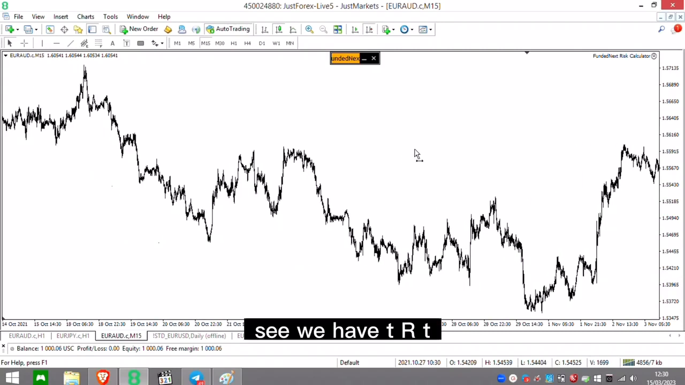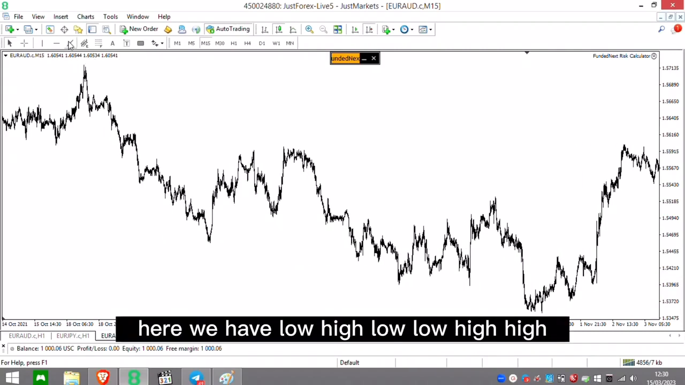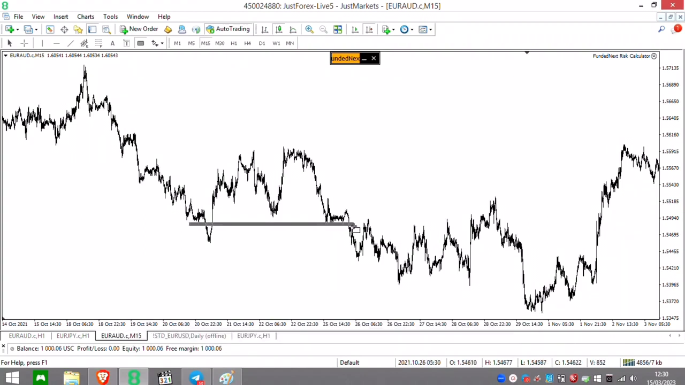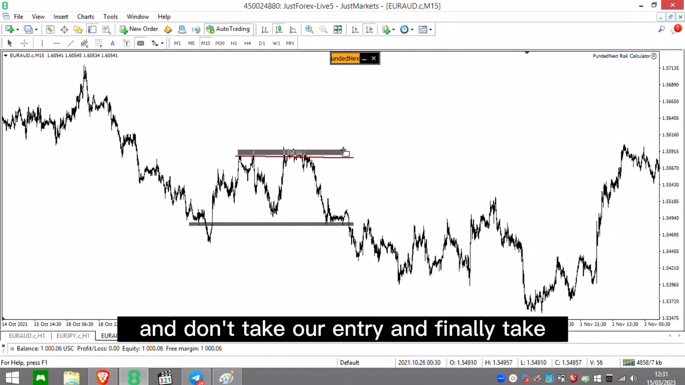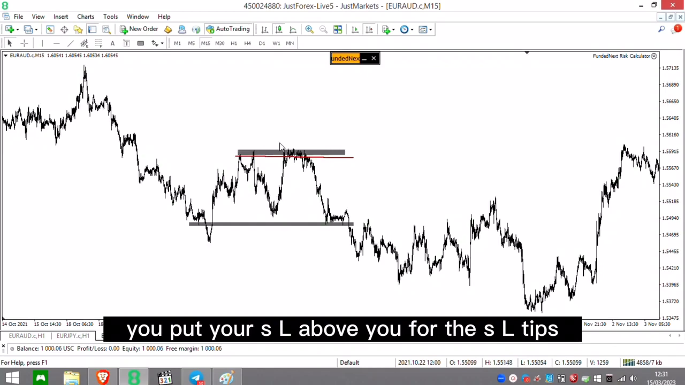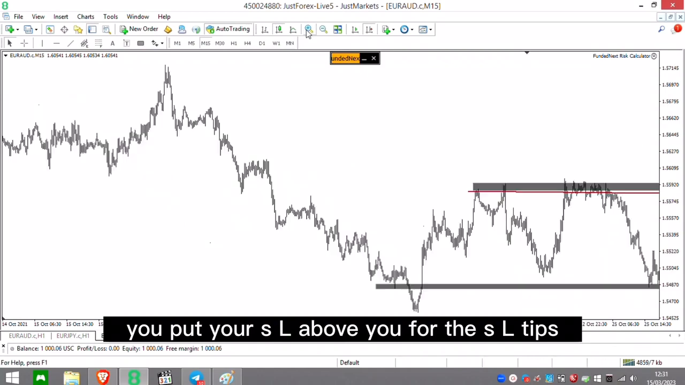See, we have TRT here, we have low, high, lower low, higher high, sideways, but it hit the stop. It hit the stop, but it's okay. At the same time, you sell here. We have high, we have low, higher high, and it don't take our entry. And finally, it take. You put your SL above here.